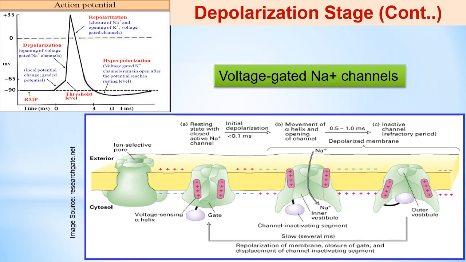Now, when the membrane potential reaches the plus 35 level, the inactivation gate of the voltage gated sodium ion channel closes, and as a result the sodium ion entry stops, and the depolarization process also stops at plus 35.